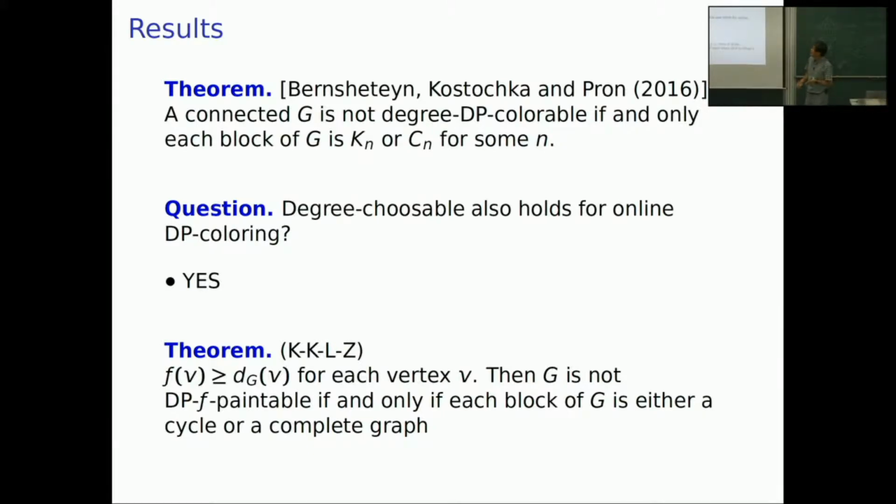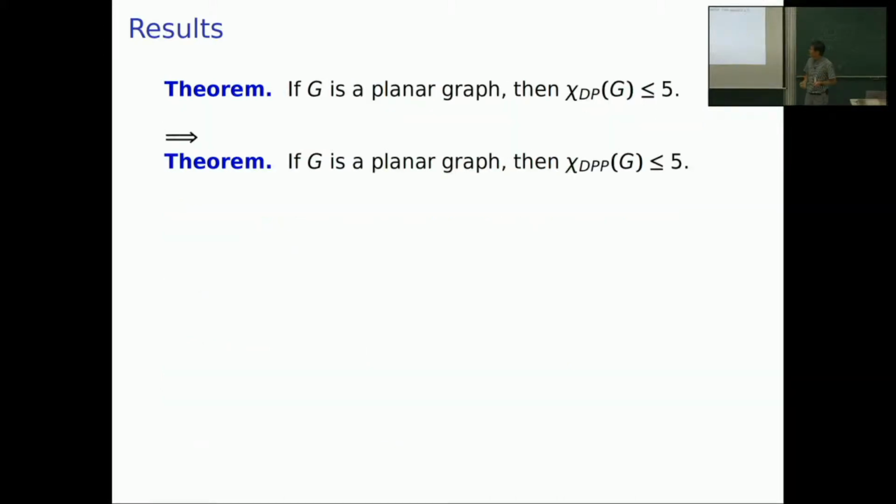And then what is next? The typical thing, the planar graph case. Also, we can extend it: the online DP-chromatic number of planar graphs is at most 5. And then, yeah, maybe that's all I would say. Thank you.